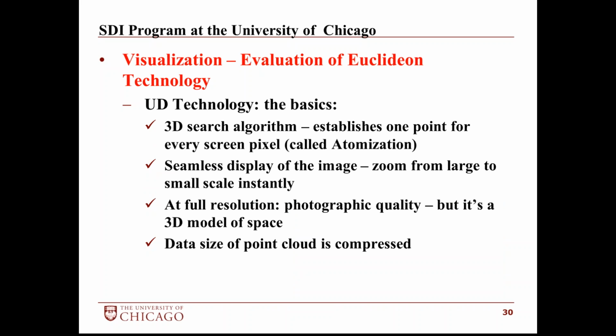The UD technology, the basis is that, this is the way I understand it at least at this point, I haven't got my hands on the technology yet. But we're in the process of talking with them to get a pilot put together. Basically, they put together a search algorithm that establishes one point for every screen pixel. They call it animization. It provides a seamless image of the thing. You can zoom in large and small scale. It does not add resolution as you zoom in. It's all present. And it's photographic quality. There is no reduction in resolution. And then also somehow it reduces the size of the cloud, so it's more compressed than what you would deal with in an overall point cloud type environment.